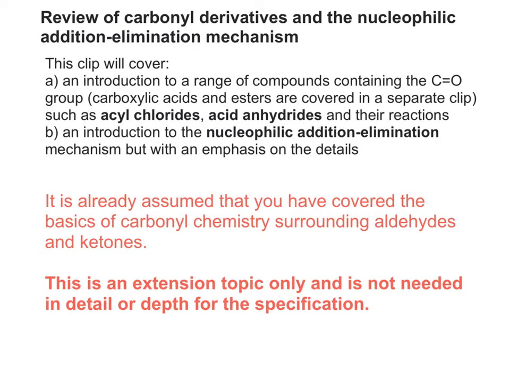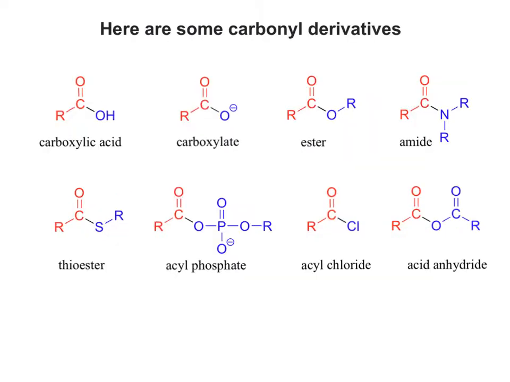But it's worth also reiterating it's an extension topic only and is not needed in detail or depth for the specification. Here we've got a range of carbonyl derivatives. Some of them are on your specification and some of them are not. The carboxylic acid, carboxylate and ester will be covered in a separate video clip, as will amides. Thioesters and acyl phosphates are not on your specification. So with that in mind, the only ones we'll really be looking at are acyl chlorides and acid anhydrides.